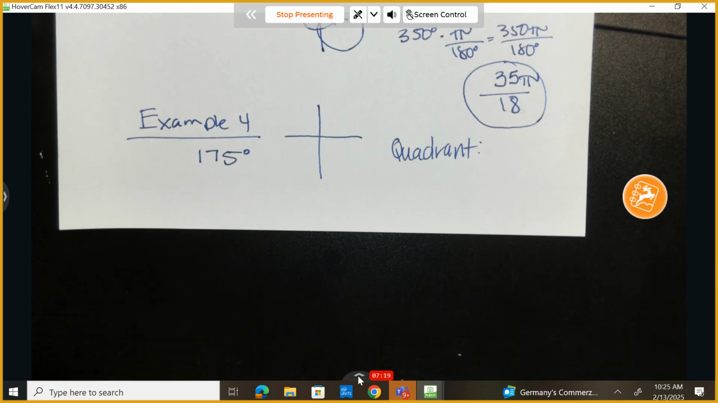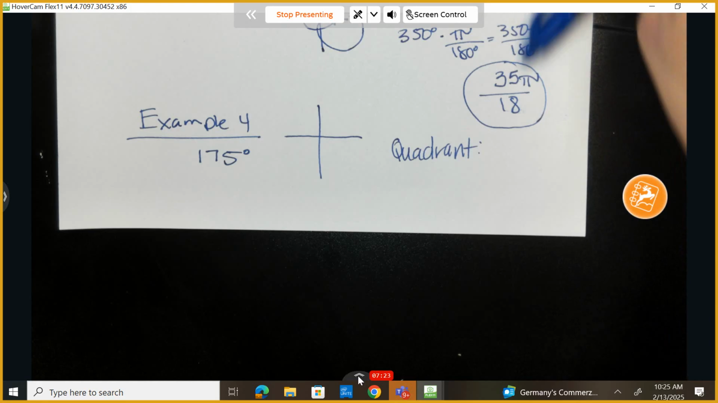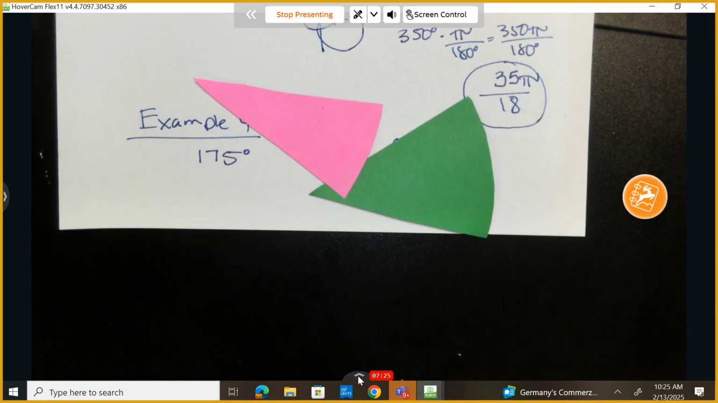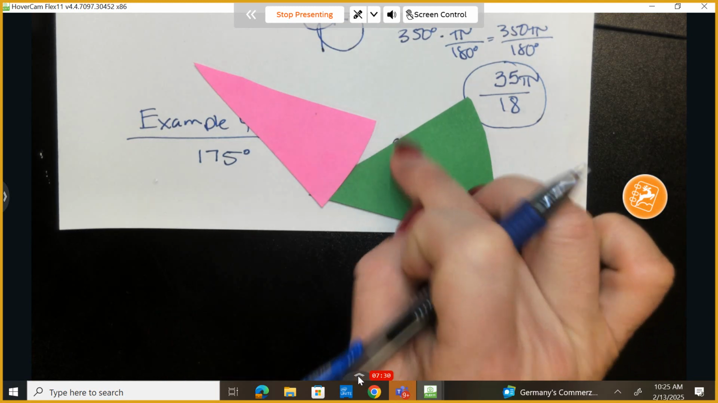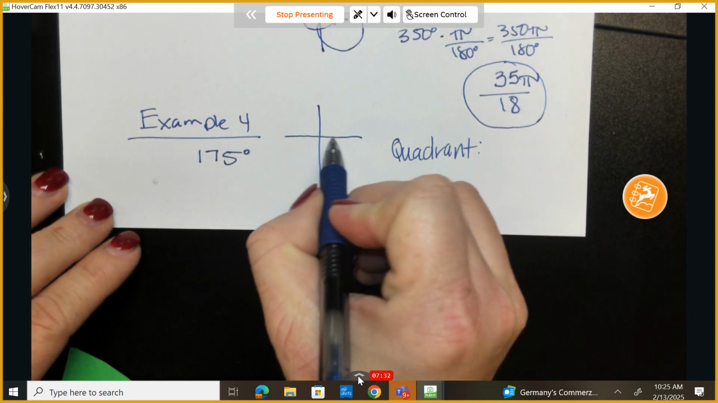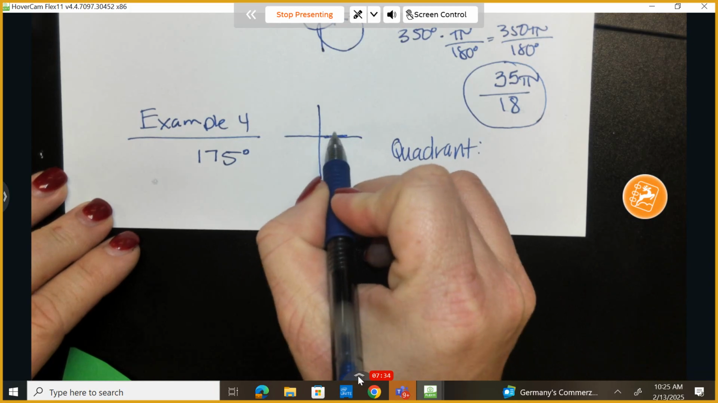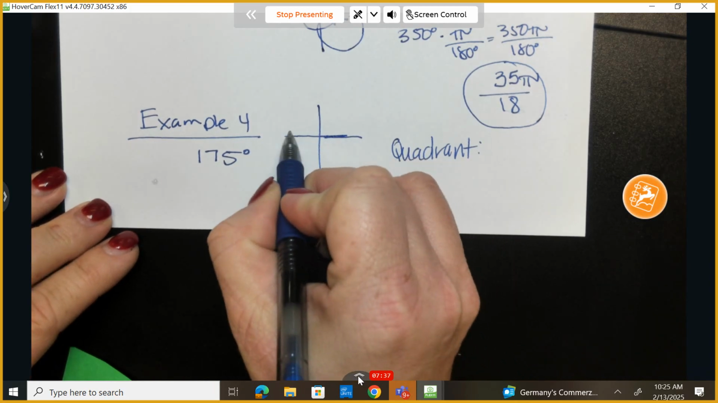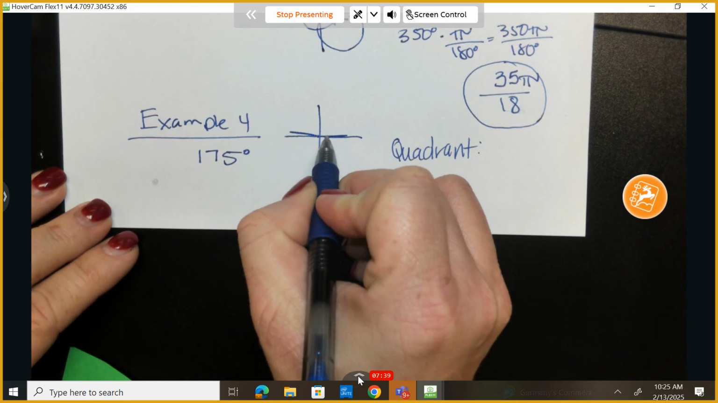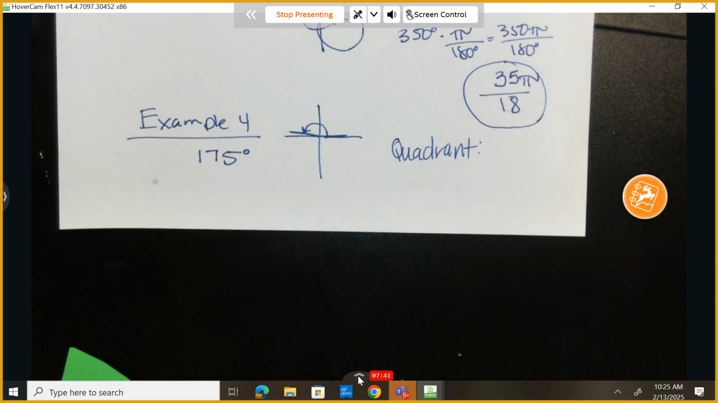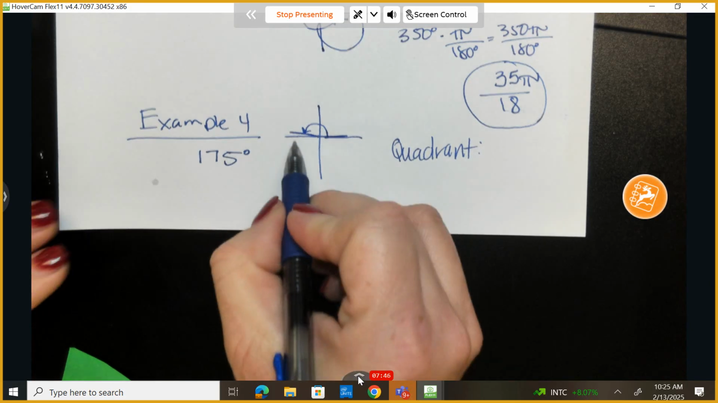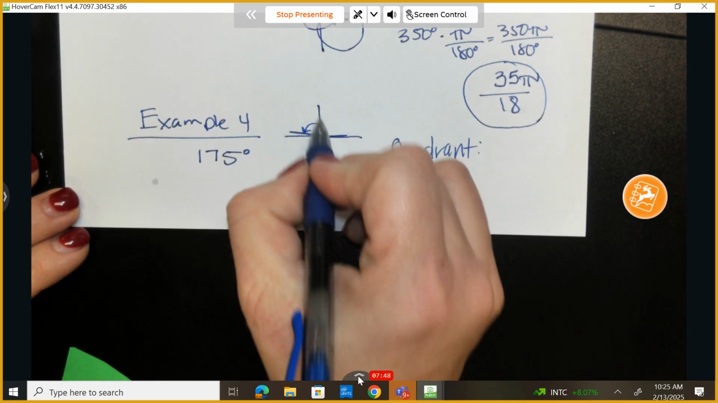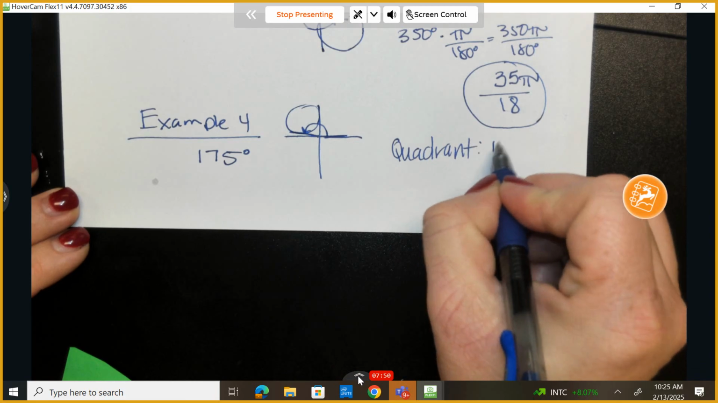So in example number 4, again, 175 is not one of those common angles that we talked about when we talked about using the pink and the green to signify reference angles that were 30 degrees or 45. It wasn't one of those. But I know that from here, this is my start line, over to here is 180. I need to go just slightly above. So you do need to draw a line and an arrow. This is my terminal angle. Notice it's not in the middle. It's very close to the axis. It's just slightly above. So this is in quadrant number 2.